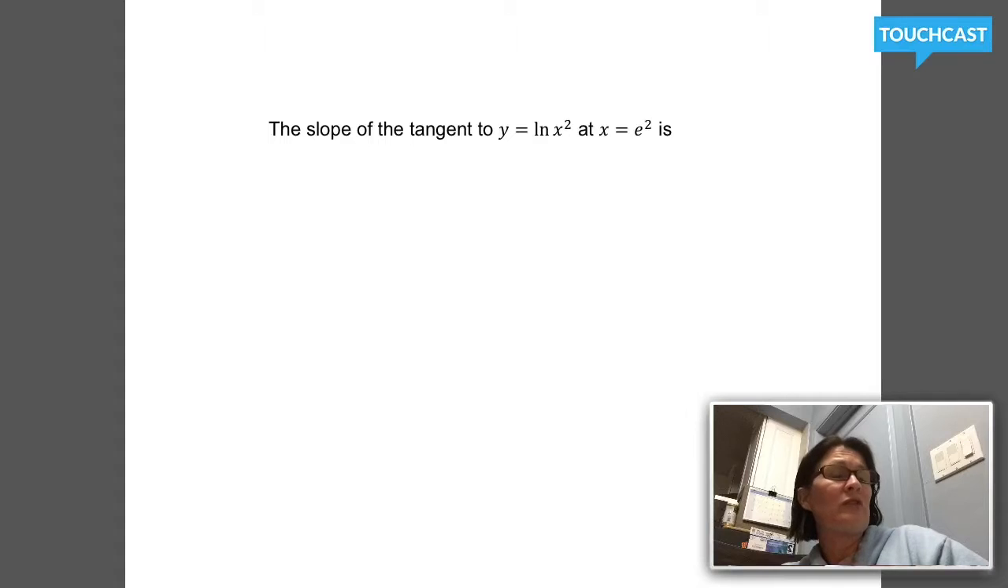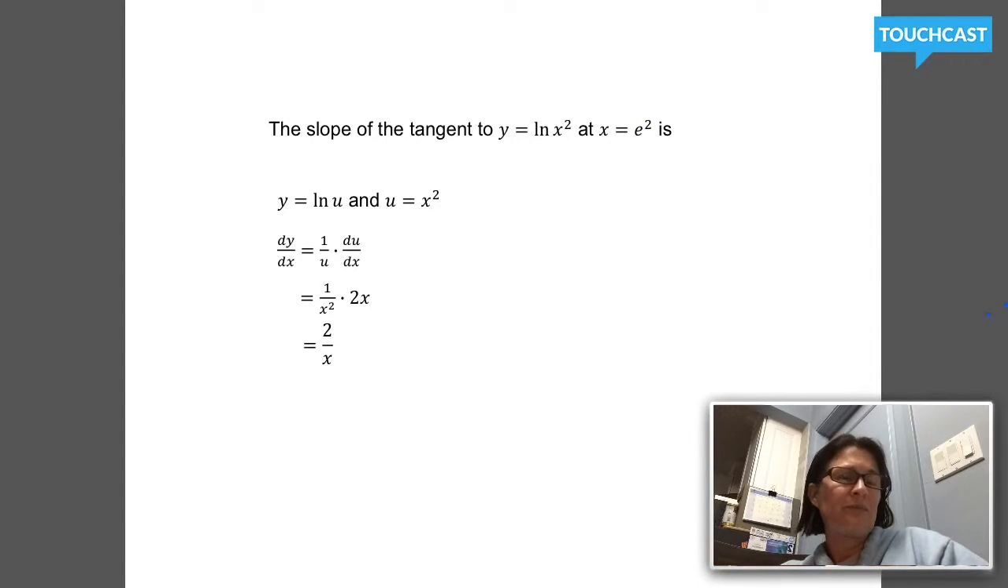I'm going to take the derivative with respect to x of y, which is natural log of x squared. And this is not a plain old natural log of x. It's the natural log of something, a function of x. So I have to notice that my u in this case is x squared. I can think of this as y is the natural log of u, and u in this case is x squared. So my derivative is going to be 1 over u times du dx. That's what you wrote down at the top of the paper to help you remember how to take derivatives of natural log functions.